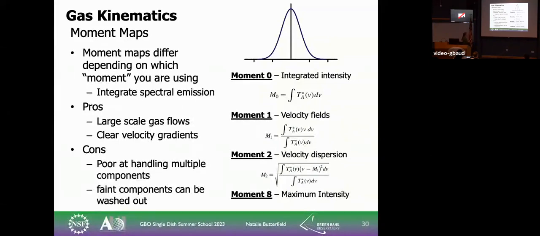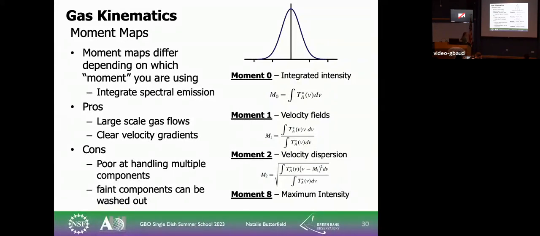Okay, so the pros and cons. The pros for doing moment maps, especially moment 1, is that you can see these large scale gas flows. So if you're looking at, for example, a rotation curve on a galaxy, you can see those as very clear velocity gradients for gas flows.